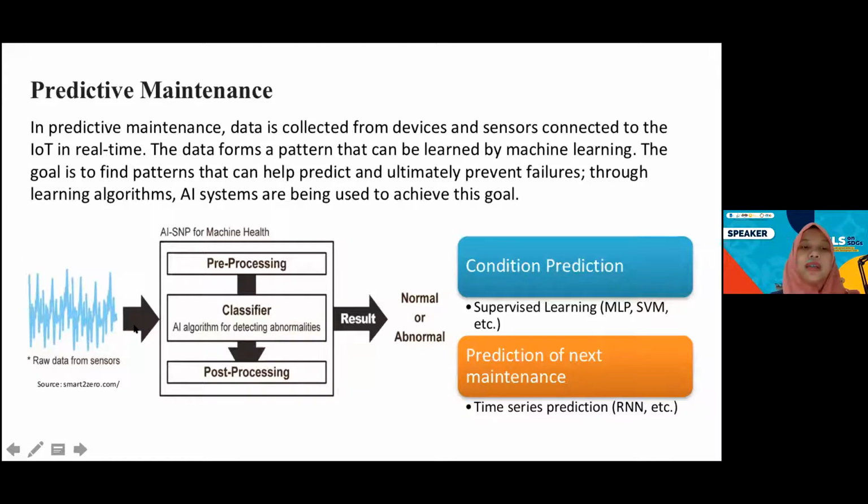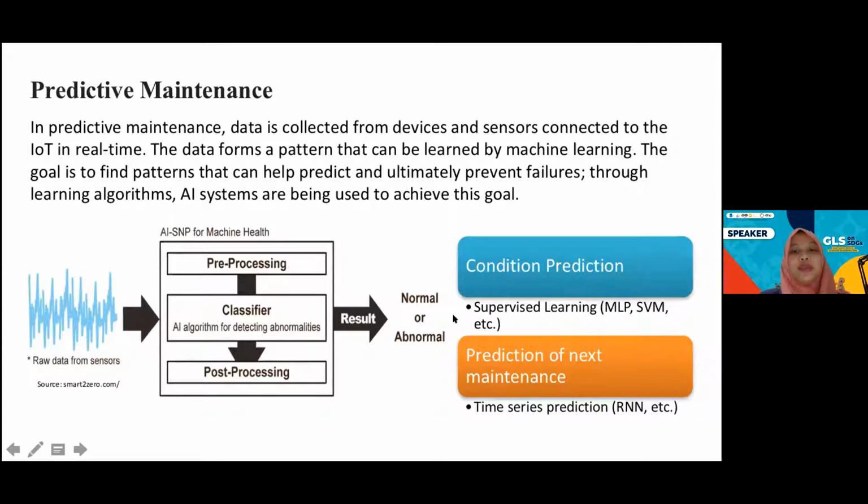We have raw sensor data from many thousands, maybe 100,000 sensors. Then we have AI and signal processing for machine health, like pre-processing. We do feature extraction on the raw sensor data. After data normalization, we use a classifier AI algorithm for detecting abnormalities. Post-processing is like a decision support system. What is the result of this AI algorithm? The result could be normal or abnormal for the sensors.